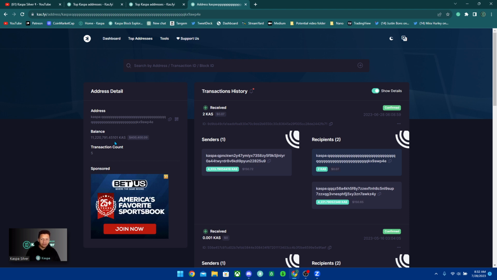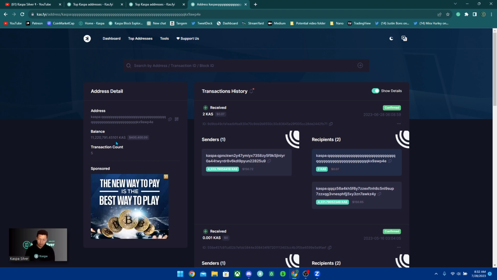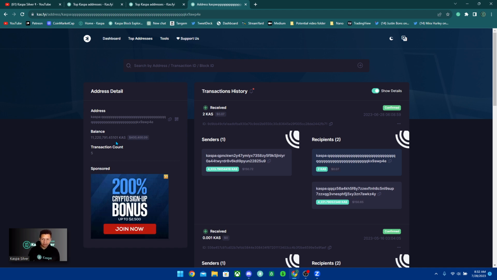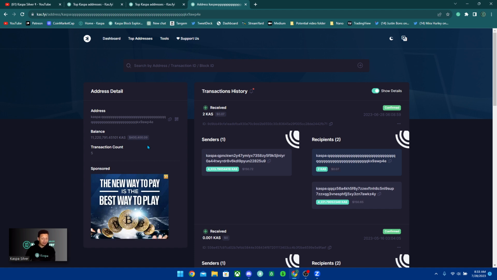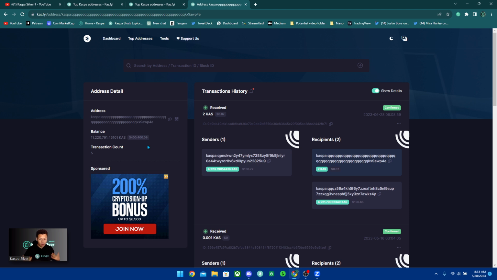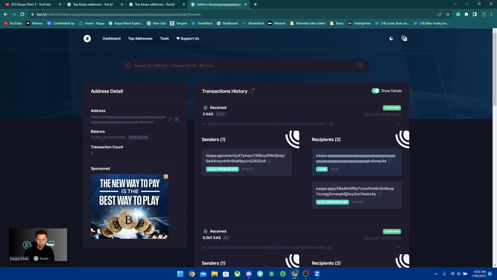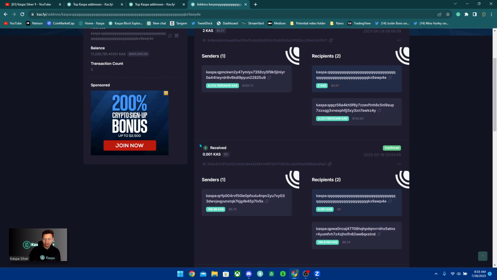So over 11 million Kaspa will never ever be retrieved by anyone else. This Kaspa is burned pretty much forever, and it's currently worth $400,000. So if Kaspa was to ever not succeed, we could for sure say that Kaspa will never go under a market cap of at least $400,000 at the moment, because this address right here is worth around that amount right now. So this is very interesting.